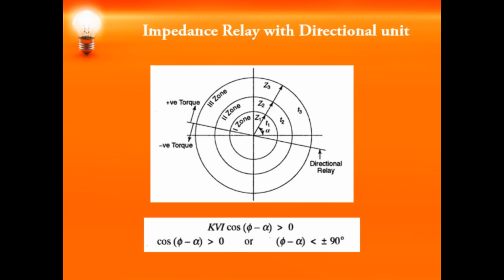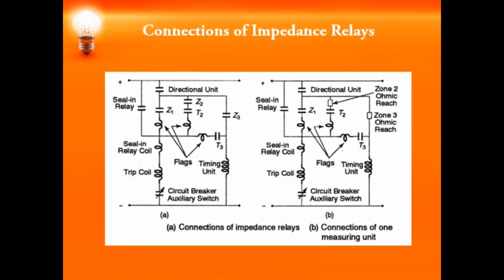And how it is connected in the impedance relay: you can see here 3 zones of protection, Z1, Z2, Z3, along with the directional unit, and you can see the flags, and you have a timing unit. There is a circuit breaker auxiliary switch. We have a seal-in relay coil. So this is the actual setup of the impedance relay. And if we have one measuring unit for each zone, that is Z1, Z2 and Z3, we set it based on the ohmic reach of the first relay.